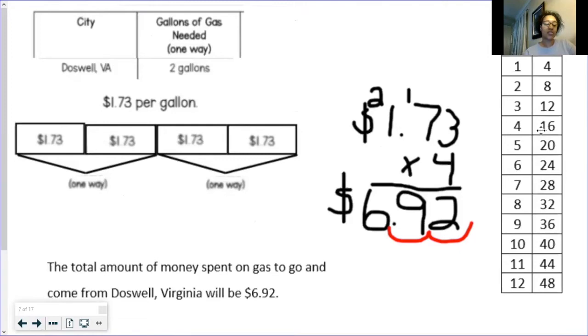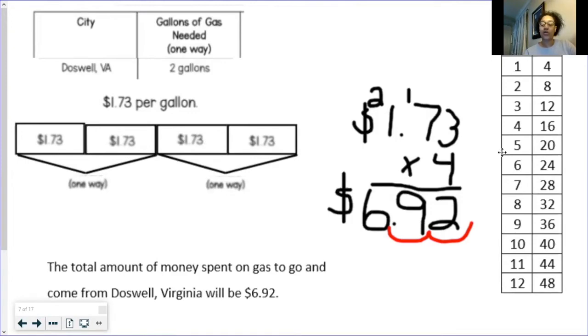So if you notice, I used the tape diagram. 2 gallons was one way. So 2 more gallons made it coming back. So one way, 2 plus 2 more gives us 4. If you notice in my multiplication sentence, I multiplied by 4 because 2 gallons plus 2 gallons gives us 4.